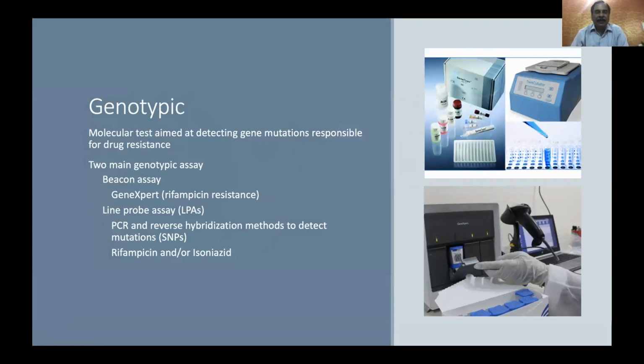So there are two main types of genotypic assays. The Beacon assay, which is the GeneXpert, which can give you an idea about the rifampicin resistance. And if you have that, then you are well advised to go for line probe assay, which actually detects the SNPs and the direct mutations, which can tell you about the INH resistance as well.